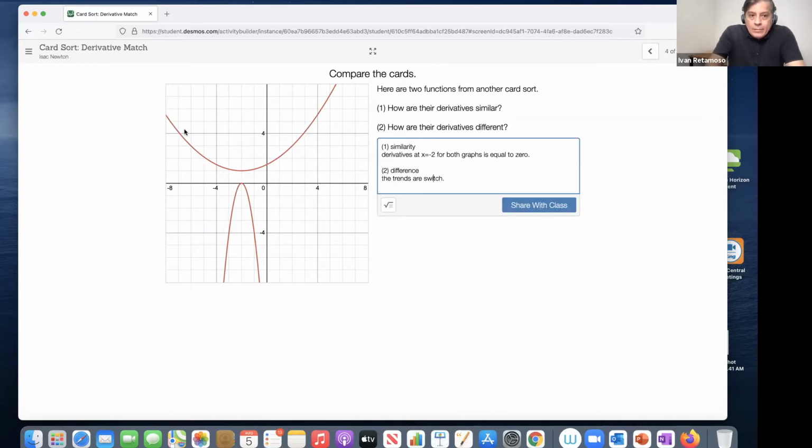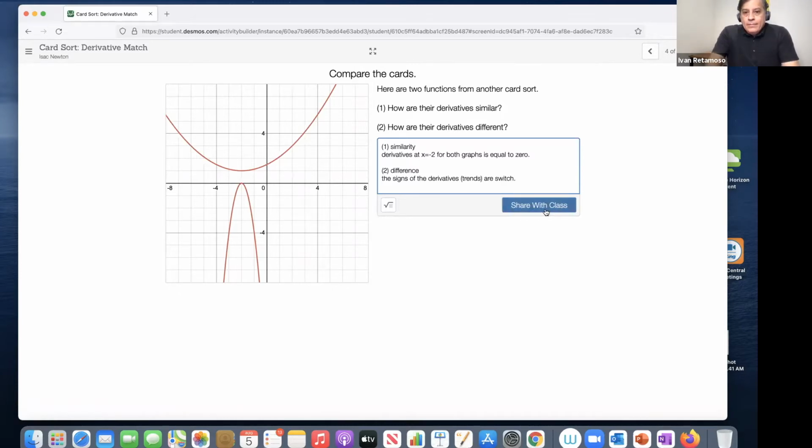Or someone could say also derivative negative here, derivative positive here; derivative negative here, derivative positive here. You can say the signs of the derivatives are switched also, right? You can write it: the sign of the derivative are switched. Sign of the derivative, between parentheses, trends are switched. Yeah, that's it.